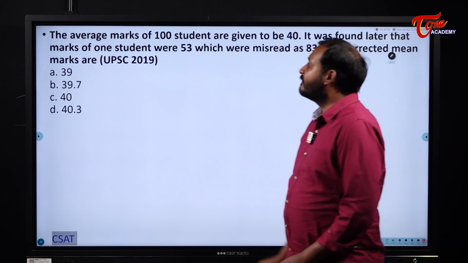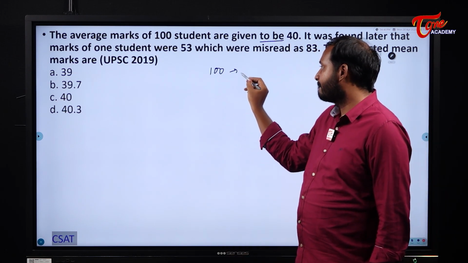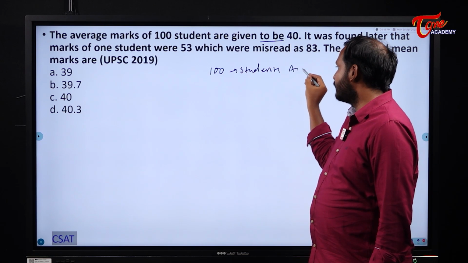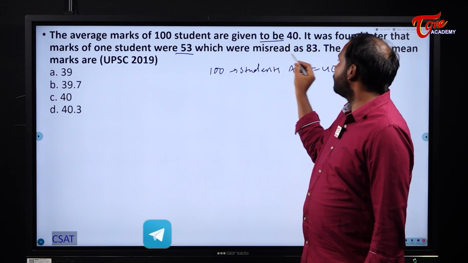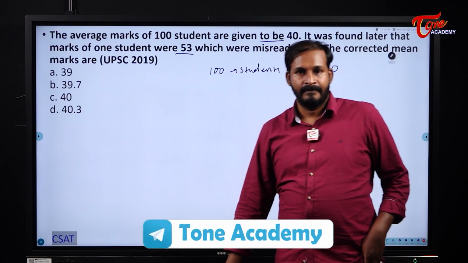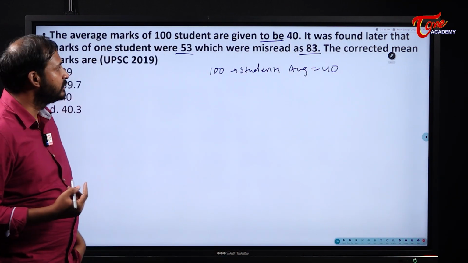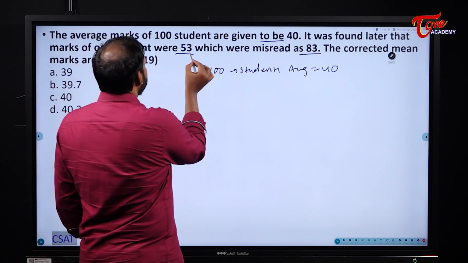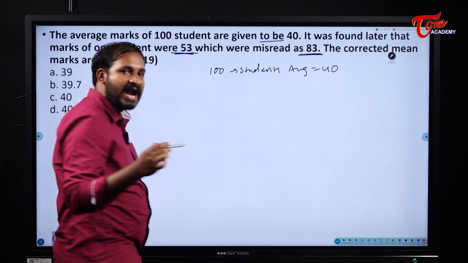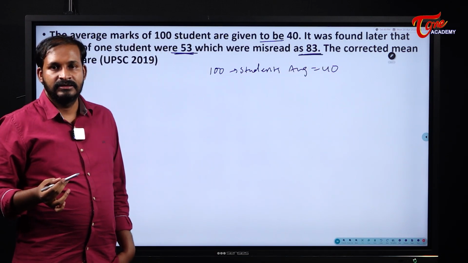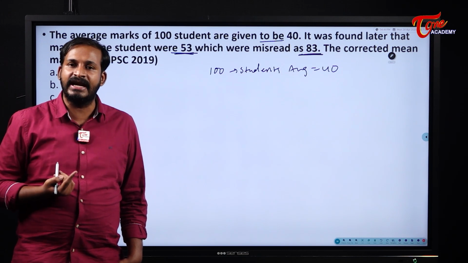Next one. The average marks of 100 students are given to be 40. It was found later that the marks of one student were 53, which were misread as 83. Now tell me, what is the correct mark scored here? Whether they added more marks or fewer, they added more. To compensate, what do I need to do, subtract or add?